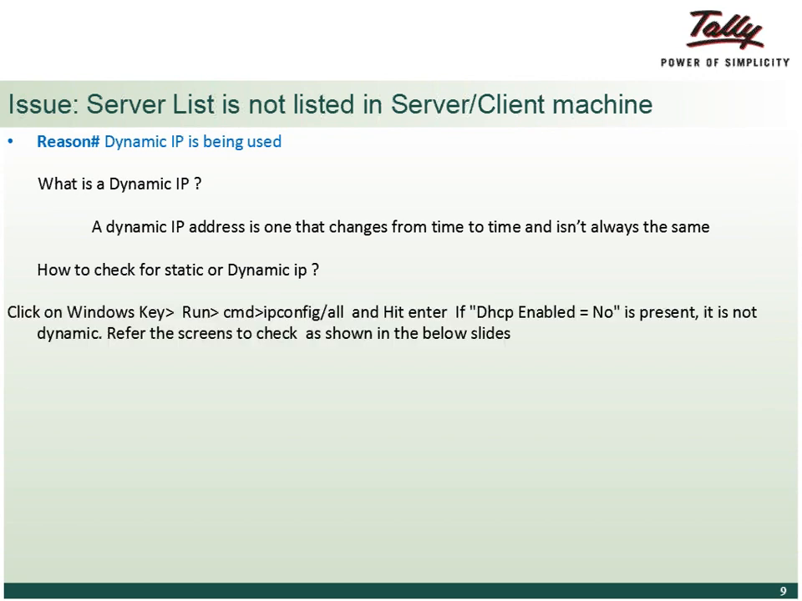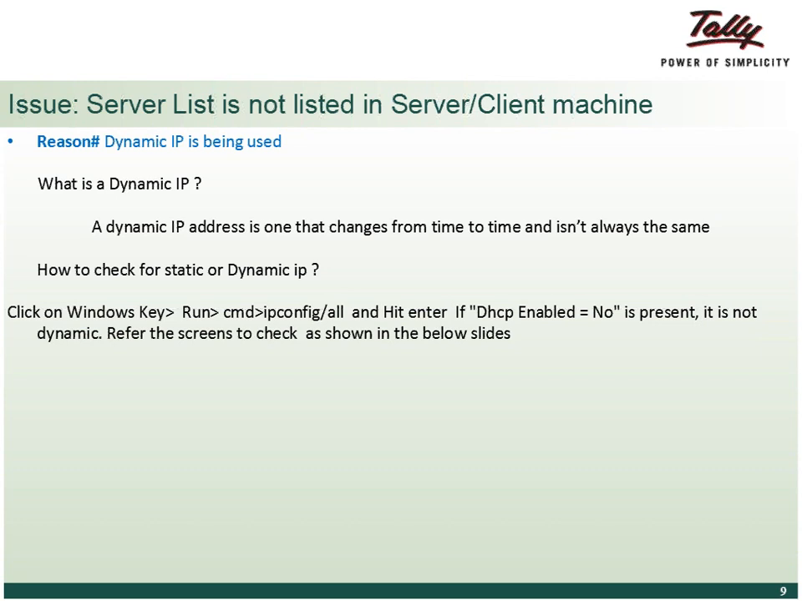In order to check whether the system has been configured with static or dynamic IP, simply click on the Windows key, go for the option Run, and under Run, type the command cmd so that your command prompt screen will pop up. Then type the command ipconfig/all so that all the IP addresses that have been configured in the network will be listed down.